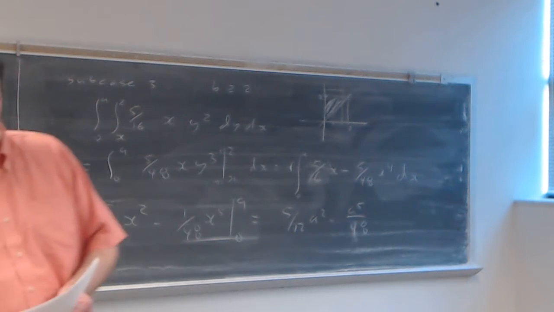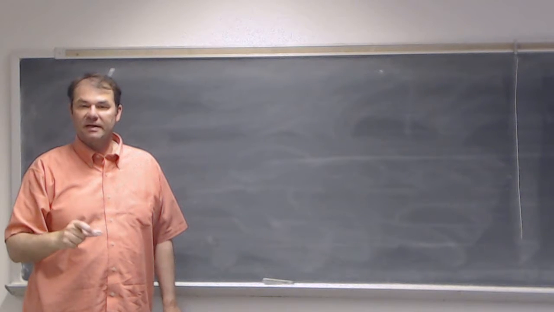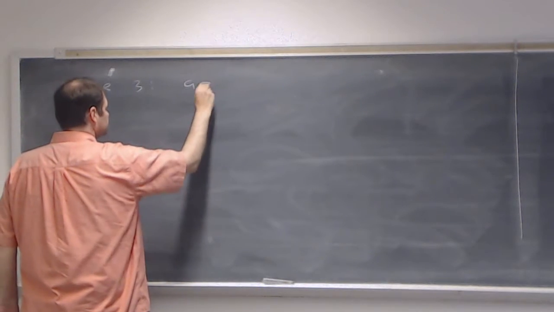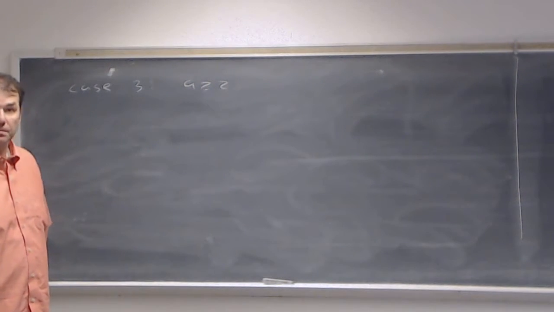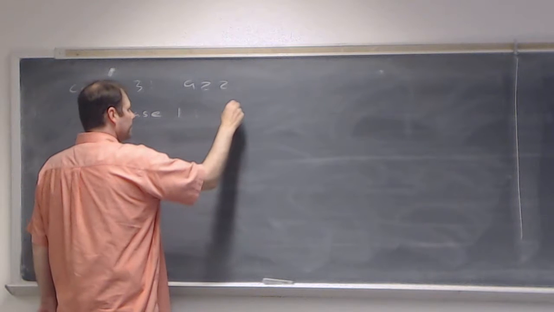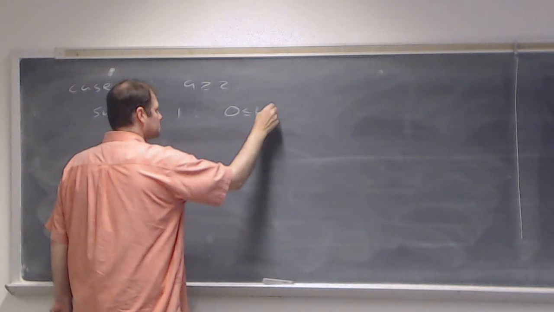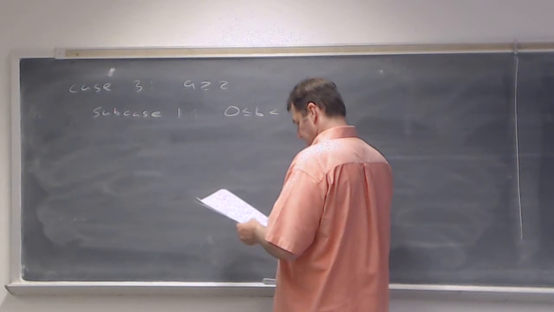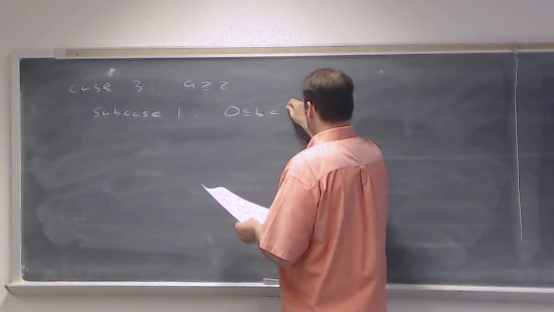Case 2, I guess this is case 3. So case 3, the case that we just did was based on a between 0 and 2. Well, what if a is greater than 2? So then we're going to have subcases on b again. So subcase 1 has to do with b being between 0 and 2. I think there's just going to be 2 subcases here.